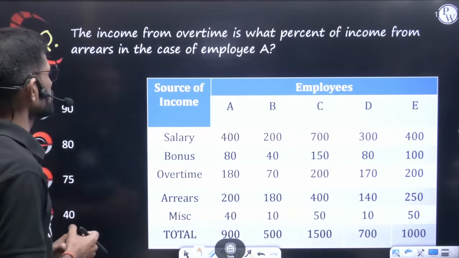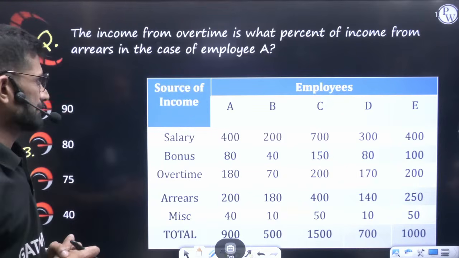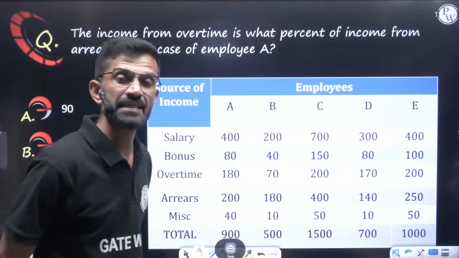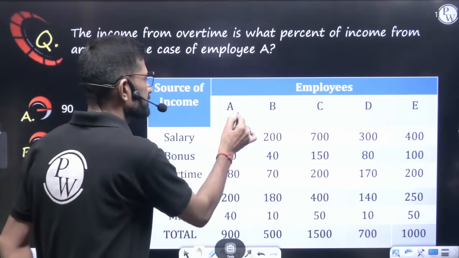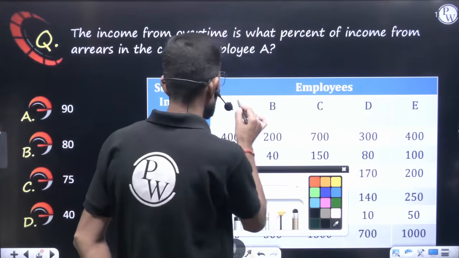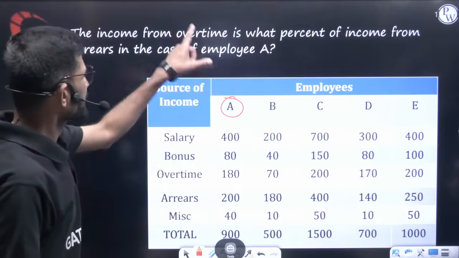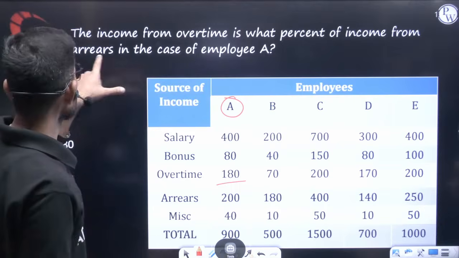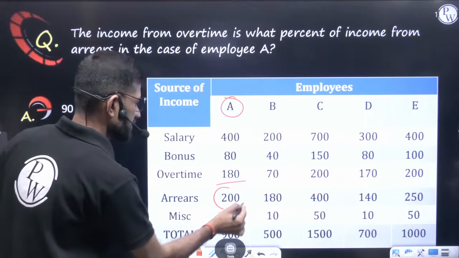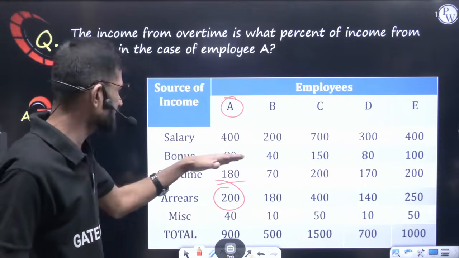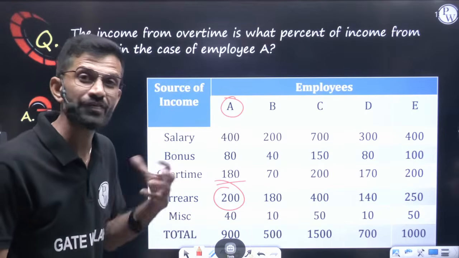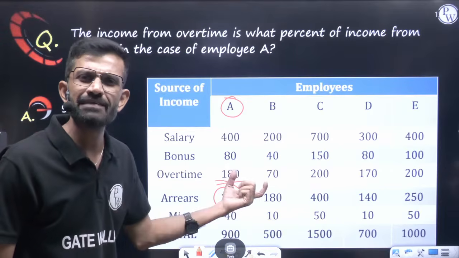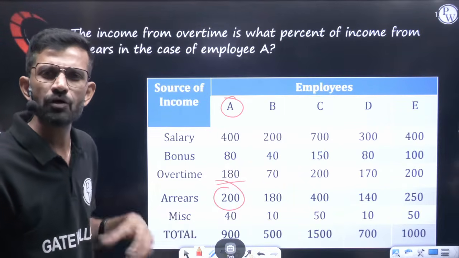So moving to the next question. The income from overtime is what percent of income from arrears in the case of employee A? They have specified employee A. We are not discussing others, only employee A. What they are asking is: the income from overtime is what percent of income from arrears. So in arrears, how much is overtime? How much percent is it? Very simple. Out of 200 it is 180. So out of 100 it will be 90. That is 90%. Out of 100 we call it percent.